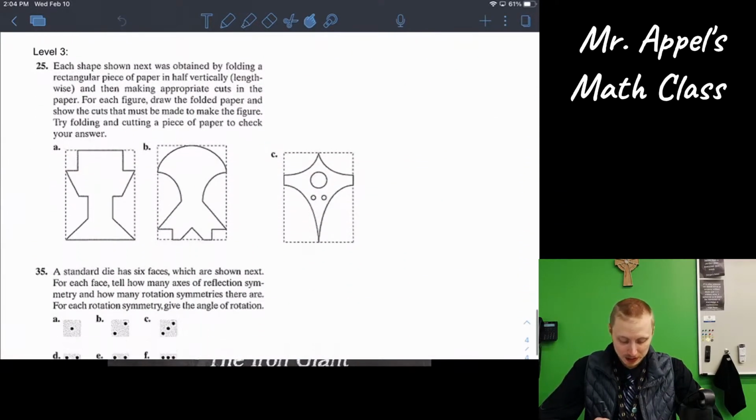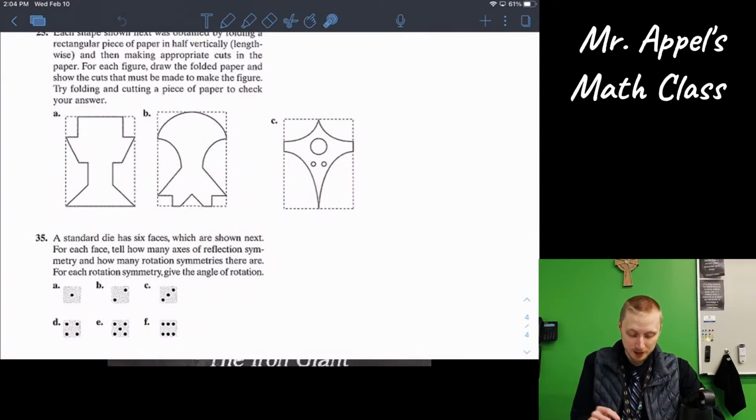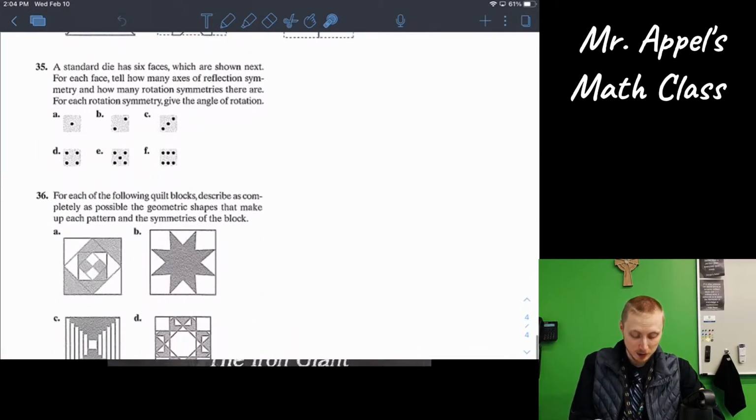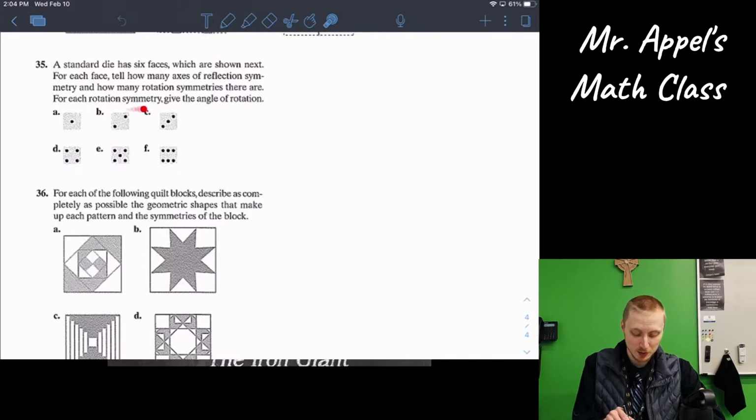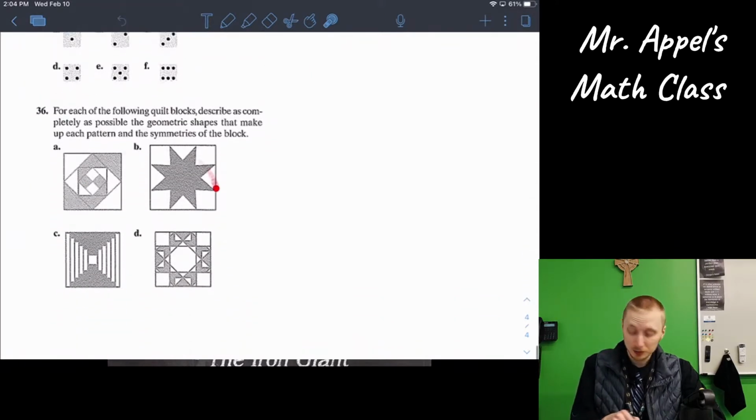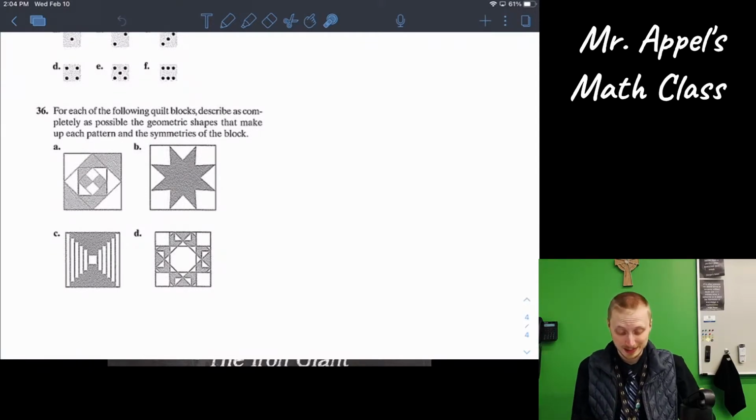And then level 3, another paper symmetry, and more find the symmetry on everyday things. This one, the dice faces, 6-sided die. And quilt blocks, once again, just like the example from the text itself.